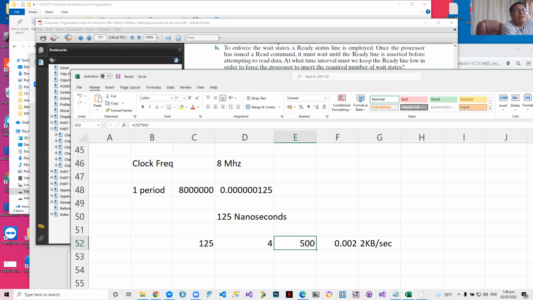That is considered fast during that time, but by modern standards that's slow. Like here, 8 megahertz means that in 1 second there are 8 million cycles. So 1 cycle is 125 nanoseconds. Now there are 4 cycles, so it will take 500. 1 byte is read in 500 nanoseconds. How many bytes are read in 1 second? Just invert that. Do you follow?